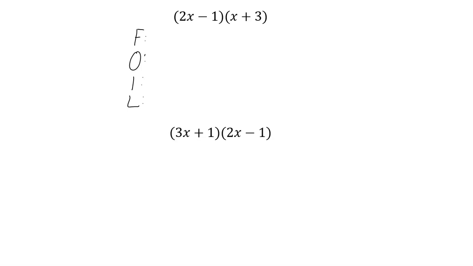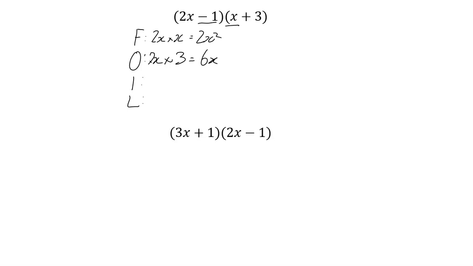So F, first element of each bracket together. So that gives me 2x times x, which gives me 2x squared. O for the outer, that's 2x in the first bracket. And that's then going to be times 3. That will then give me 6x. I'm then going to look at inner. So my inner is these two elements here.